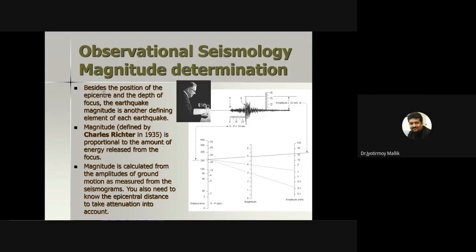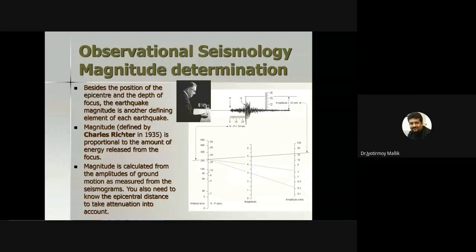Okay. So besides the position of the epicenter and the depth of focus, the earthquake magnitude is another defining element for each earthquake. Okay. So depth of focus is the difference between the epicenter and the hypocenter, right? It's at how much depth your earthquake has happened, right? That is the depth of focus. And the other one is the distance of the epicenter. That is what we just discussed. So how to calculate the magnitude?